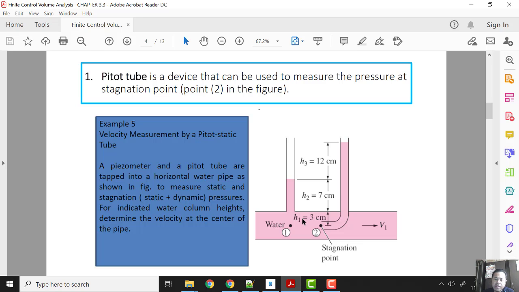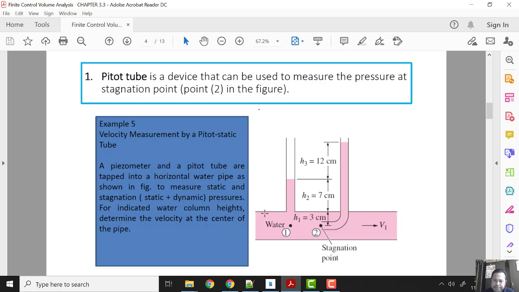Okay, let's look at an example of the Bernoulli device application. For example, we have here velocity measurement by a Pitot tube, a Pitot static tube. A piezometer and Pitot tube are tapped into a horizontal water pipe as shown in the figure to measure the static and stagnation, static and dynamic pressure. For the indicated water column heights, determine the velocity at the center of the pipe.